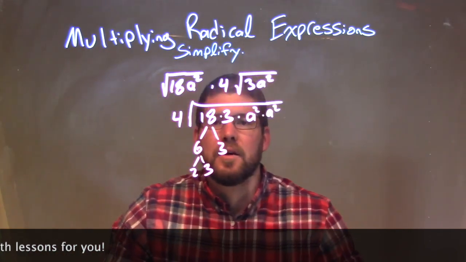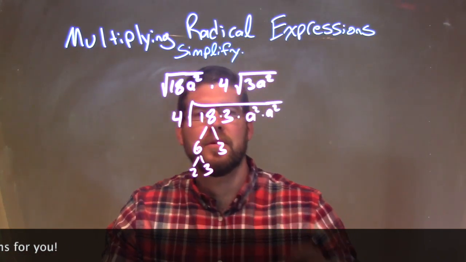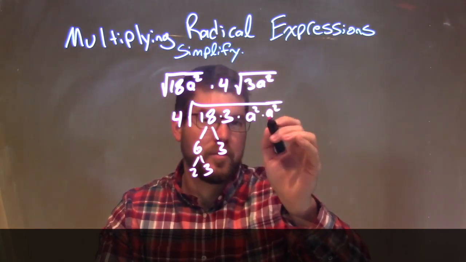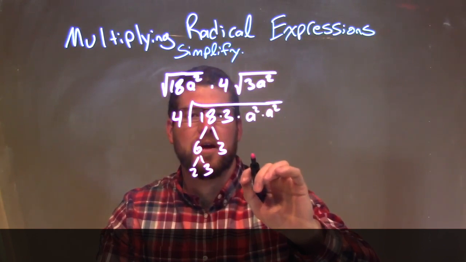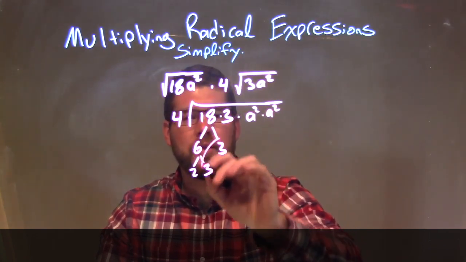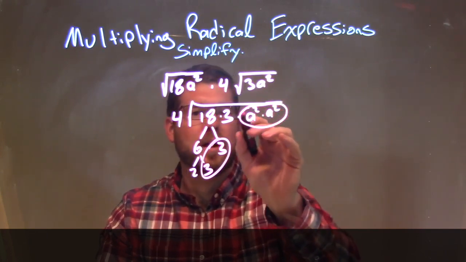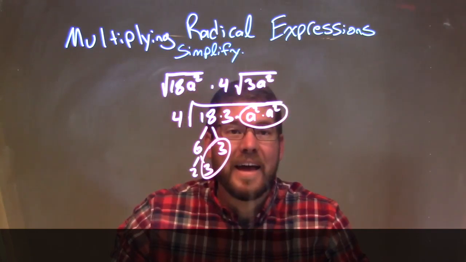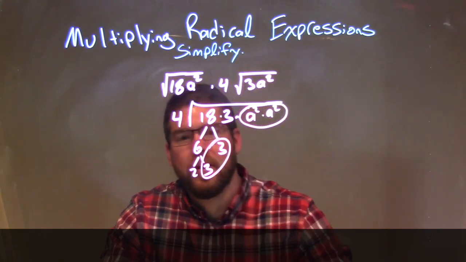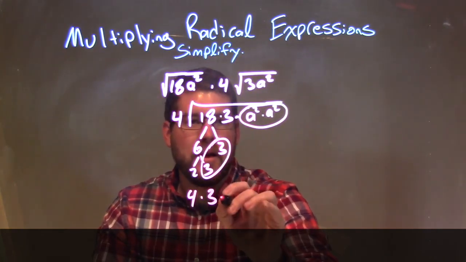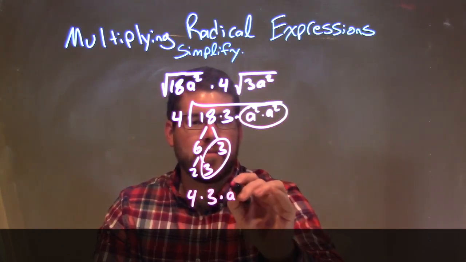All right. So now what we can do is circle our pairs. Now normally I'd break down the a squareds, and you can if you really want to, but I'm going to do something a little different this time. So we circle our pairs. I have a pair of 3's right here, and that's it. And I have a pair of a squareds right there. So we bring our pairs and put them on the outside. We have 4 times the 3, that pair, times my pair of a squareds.